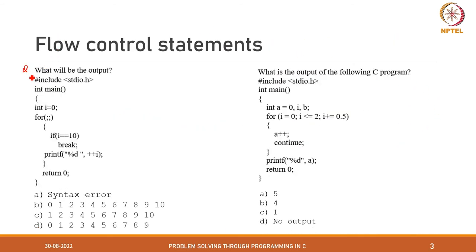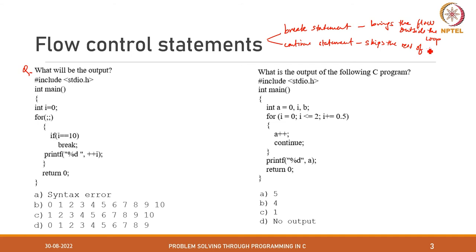Let's see a few questions regarding flow control. The flow control statements that we have seen are the break statement, and we have another called continue. So what does the break statement do? The break statement brings the flow outside that particular loop. So that is what the break statement does. And continue, what does it do? It skips the rest of the lines and moves to the next iteration.